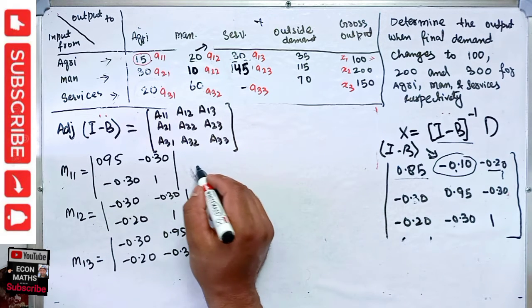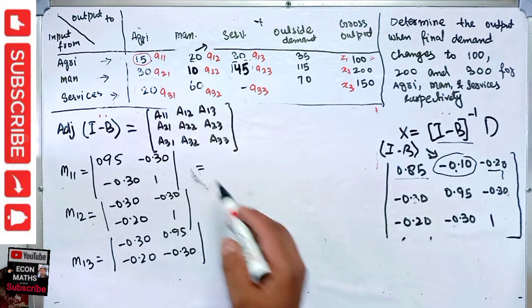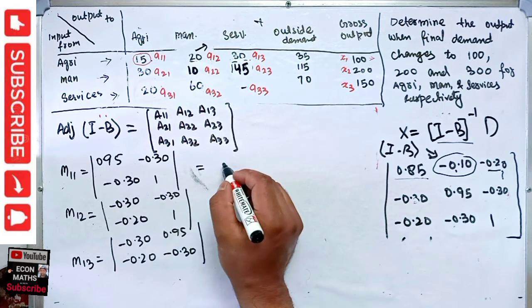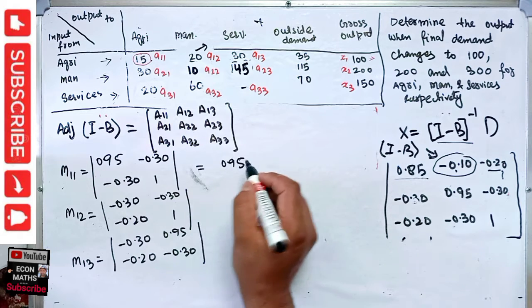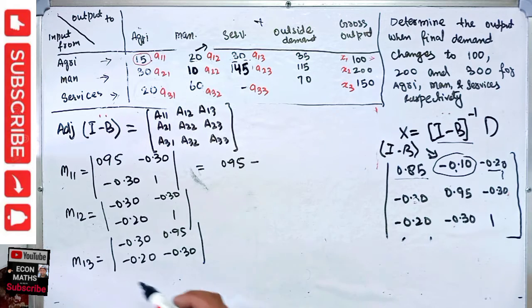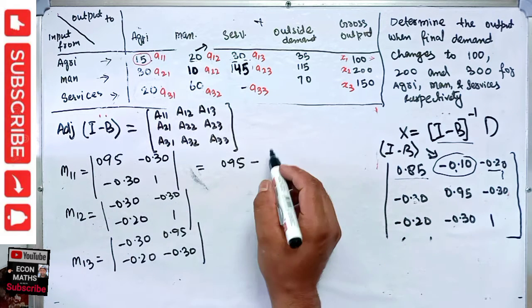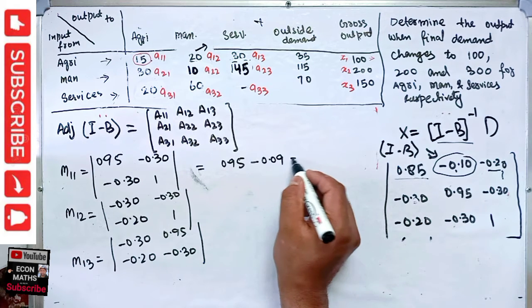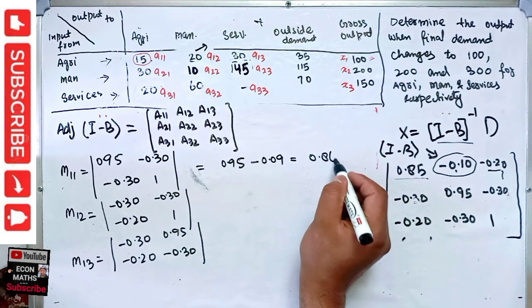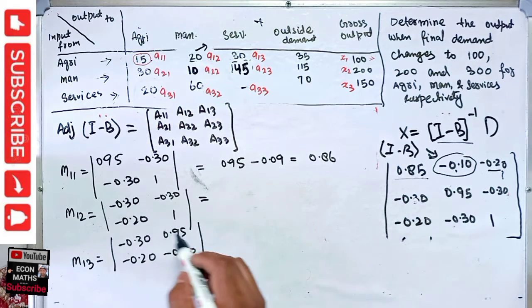So first we will see what is the number here. M11 would be, we multiply these very numbers, 0.95 into 1 is 0.95. Okay, minus, now minus into minus is plus, this minus is from the formula. 0.3 into 0.3 is 0.09, which comes out to be 0.86. This is our M11.